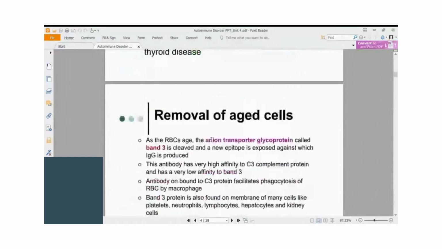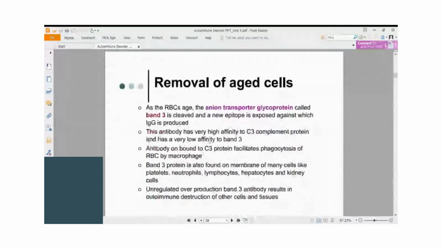Now let us see about the removal of aged cells. First example is removal of aged RBC. You know that RBCs will spend 120 days in you and then they get destroyed. How are they destroyed? Generally, there is a mechanism for destruction of the RBC. They have a glycoprotein on their membrane, which is called the anion transporter glycoprotein. And that glycoprotein is also called band 3.